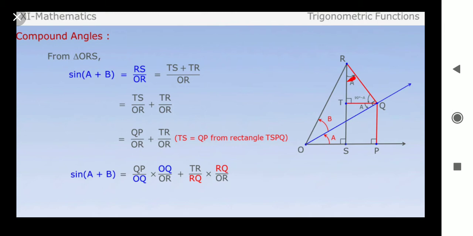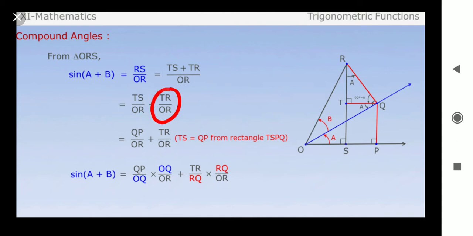Okay, and now see. So sin(A+B) equals, in the triangle OSR, I am talking about triangle OSR, perpendicular by hypotenuse. So perpendicular is RS, hypotenuse is OR. So we are getting RS by OR. Now see, RS can be written as TS plus TR, and OR will remain as it is. Again we will do separate division and write TS by OR and TR by OR.